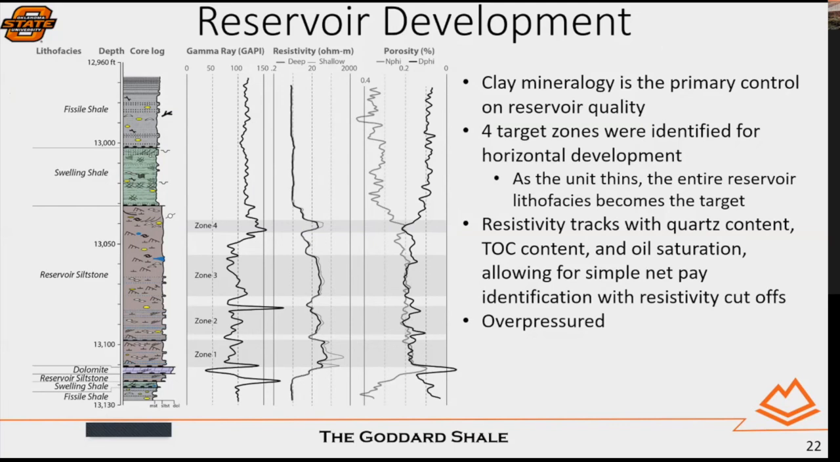You can see I see the primary control on the reservoir as clay mineralogy, and I have identified four target zones for horizontal development in the unit. We can see those listed here, zones 1, 2, 3, and 4. Zone 3 is the thickest and in the middle of the unit. But if you remember from the cross sections, the unit actually thins as you get to the northeast, and at that point the whole unit will become the reservoir.